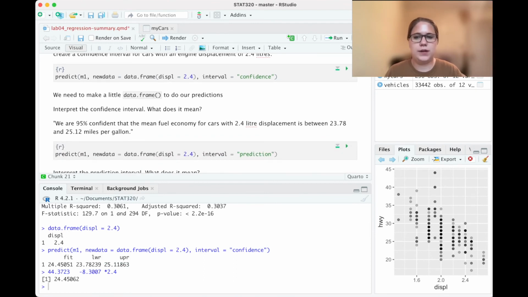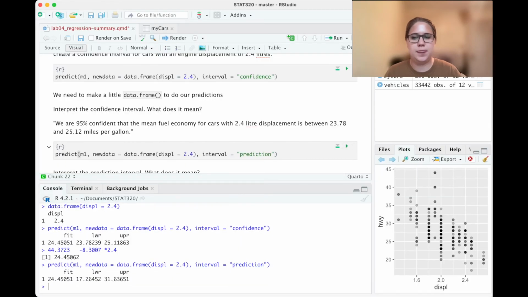Then, if we wanted to do a prediction interval, we would do the exact same code. The only thing that's different, instead of interval equal confidence, we're going to put interval equal prediction. If I hit play, again, the fit, the point estimate, is always going to stay the same, but the interval is going to be different. And the prediction interval is always wider than the confidence interval. So this one was like 2 miles per gallon wide, and this one is like 15 miles per gallon wide.